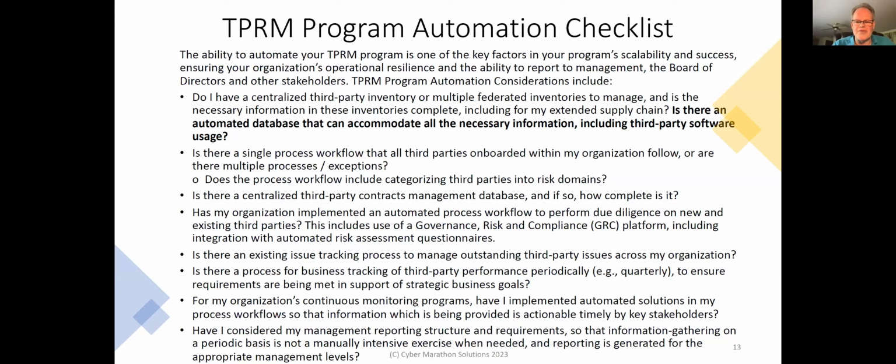Next, for continuous monitoring, have I implemented an automated solution in my process workflows so that key stakeholders are getting that information timely? And then finally, have you thought about your management reporting structure? Who needs what information and how you can automate that ahead of time so you can provide it on a timely basis? Next slide.